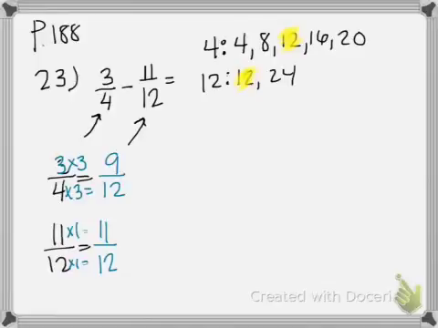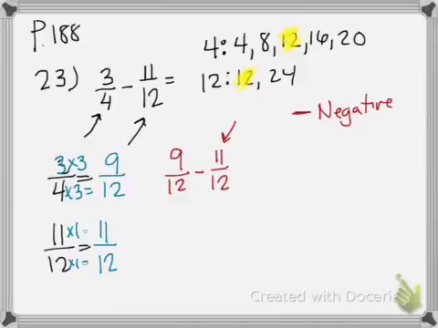Now let's rewrite our fractions with our new equivalent fractions, our new denominators: 9/12 minus 11/12. Now some of you might already see the problem here. We are subtracting a larger number from a smaller number, which many of you will already know means that our answer is going to be negative. But let's talk about how we do this.